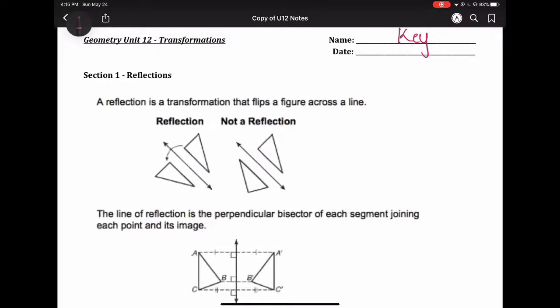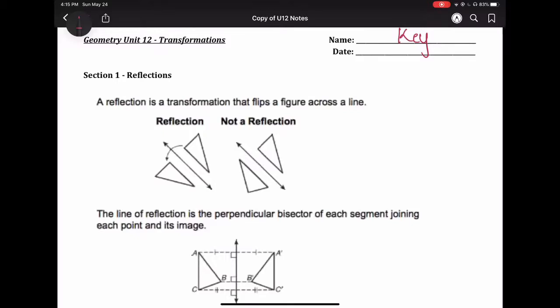Today we are beginning our final unit of the year. We have 2 short 4-day weeks left and we will be covering transformations within that time. Today we are beginning with reflections. A reflection is a transformation that flips a figure across the line.